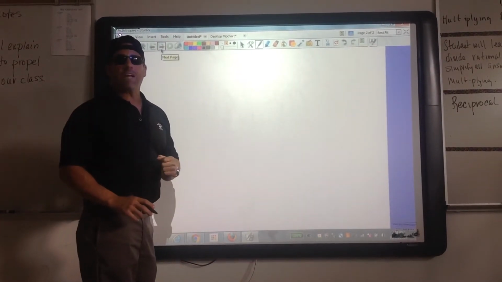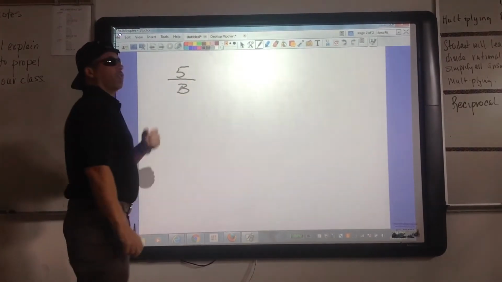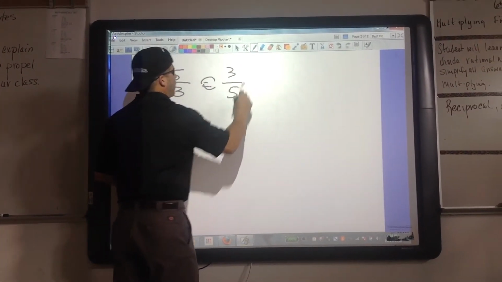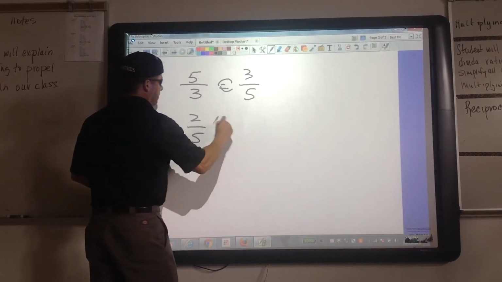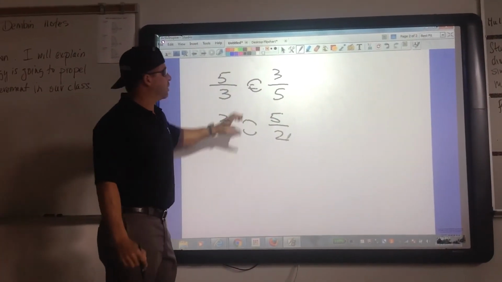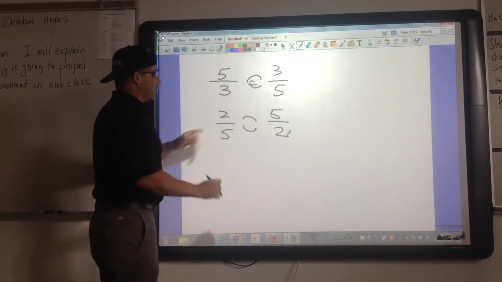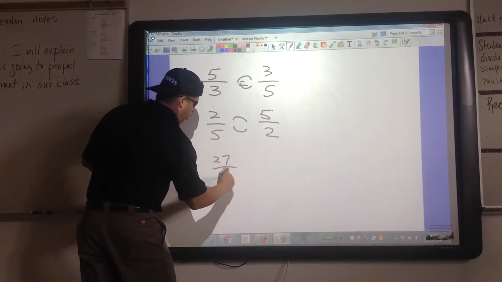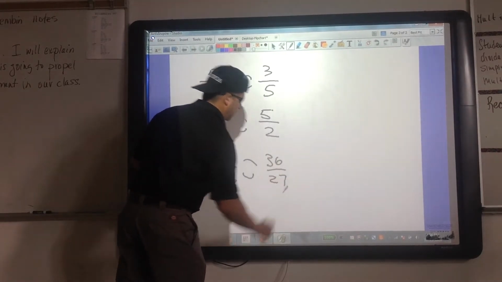The reciprocal of any rational number is the following. The reciprocal of 5 over 3 would be 3 over 5. The reciprocal of 2 over 5 would be 5 over 2. So basically what you're doing is you're flipping the numerator and the denominator. Seems pretty simple, correct? Let's do one more. The reciprocal of 27 over 36 is 36 over 27.